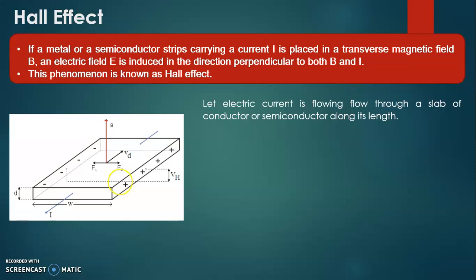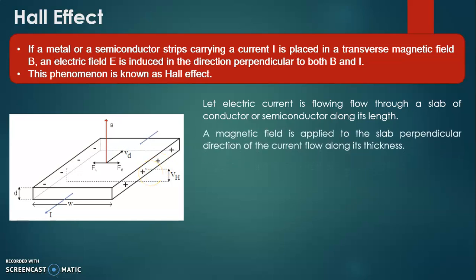Now see this slab. This is the width W, then this is D, then this is L. Along this length, current is passing. A magnetic field is applied to the slab perpendicular to the direction of current and along its thickness. So along the thickness, along this D, the magnetic field B is applied.